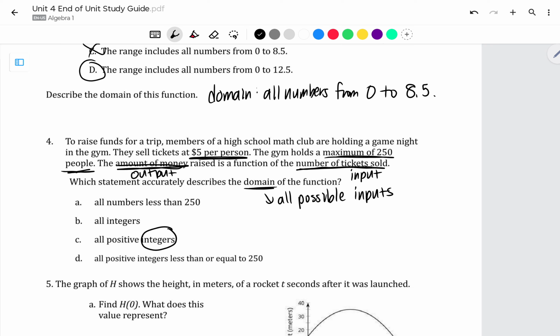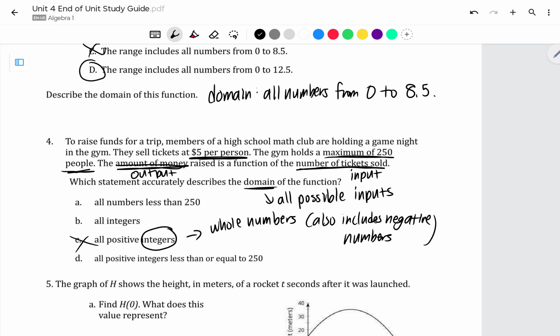Integers is another way of saying whole numbers. So all positive integers. Is that true? Can we get more than 250? No. So that's not true, right? But I'm just trying to tell you what integers mean. All integers could also include negative numbers. So it's not all integers, right? All numbers less than 250? No, it's not every number. It's all positive integers less than or equal to 250, okay?